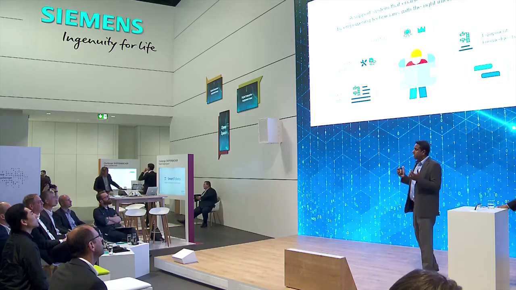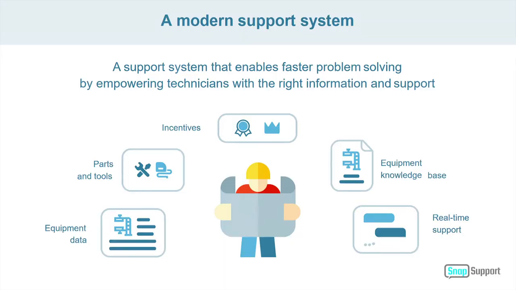So what we really need is a modern support system. A system that enables faster problem solving by empowering technicians with the right information and support at the right time. That means they can get the right data from equipment, access the knowledge base on the go using a phone, and even get proactive suggestions as to what they need to fix. On top of that, they need real-time support for troubleshooting. Let's say they are on-site fixing a machine and they have a question. How do you get that answered? Today, they pick up the phone and call team members, and that may take time. Whereas we have a solution where they can get real-time support right on the spot.